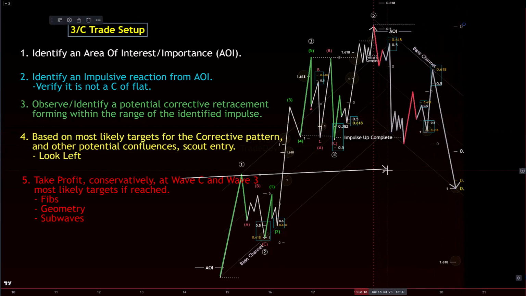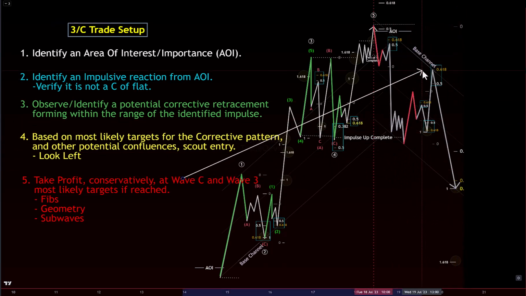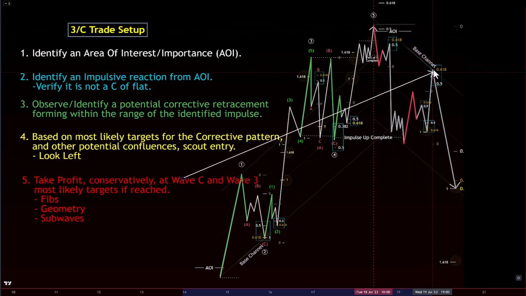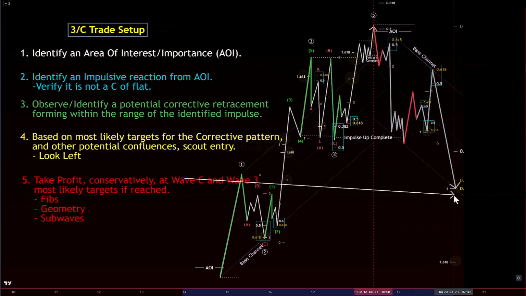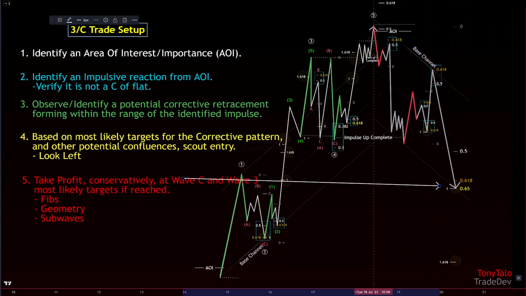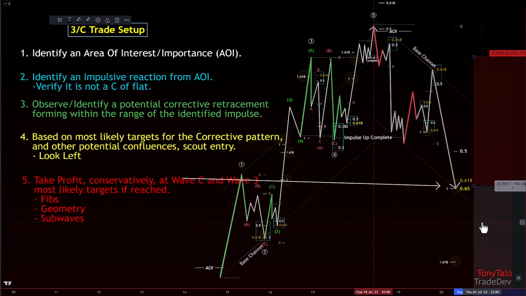All right. So one of the other ones I forgot to mention was the base channel. So we put the base channel on. Everything looks good to go. We hit the outer parallel here. We hit the 1-to-1. Everything looks gravy. We got the 50 to 618 in there. We scouted our trade entry. This would be where we enter our trade, as long as all the confluences line up.